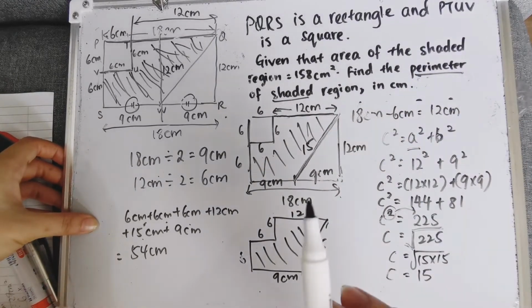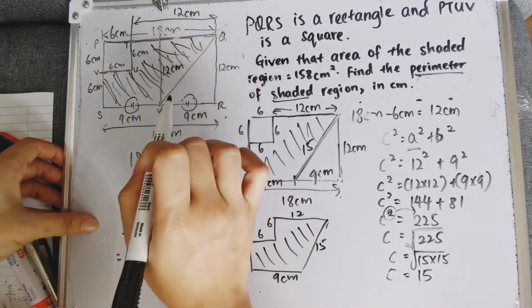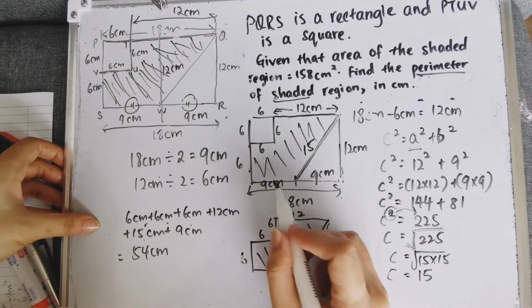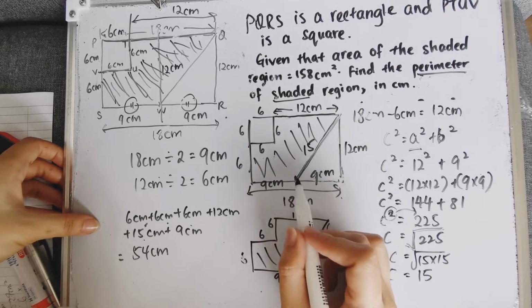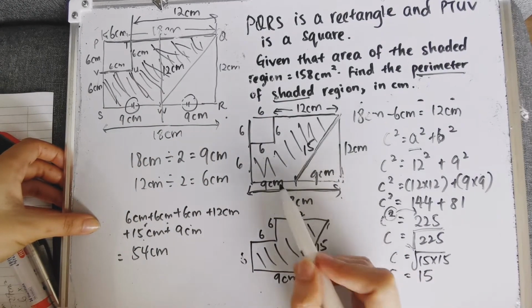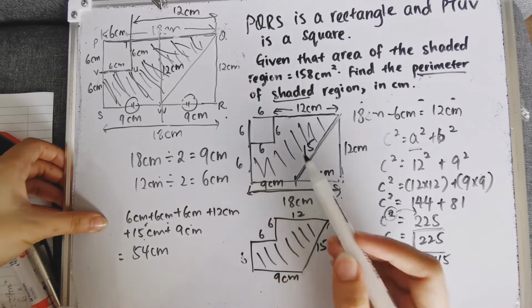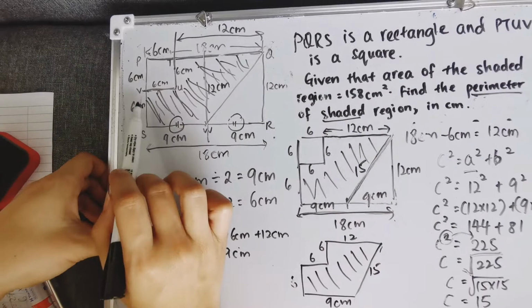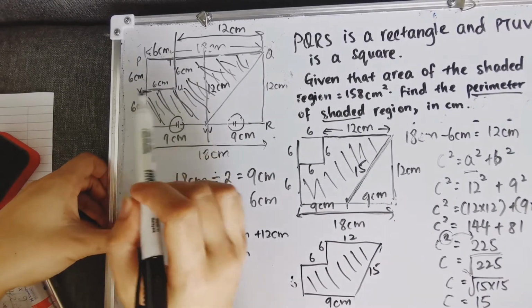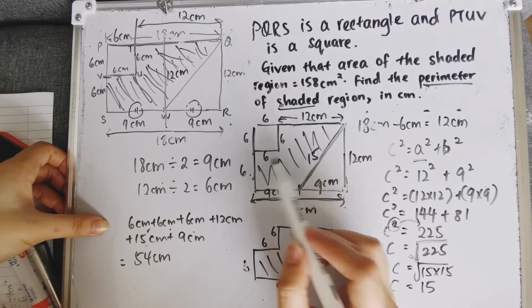The first thing you have to do is split the whole diagram. You have to find each length, each side. So this is half. The whole length is 18, so you have to divide it by 2. So this is 9 cm. In the graph, this is the half of it. So 12 divided by 2 is 6. Therefore, this is 6 cm.